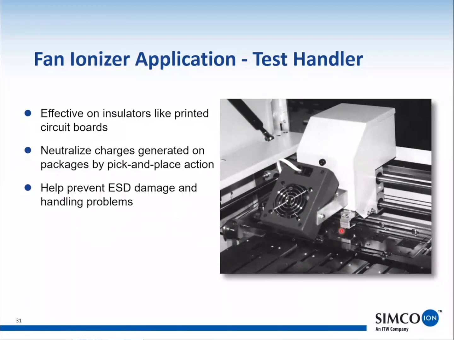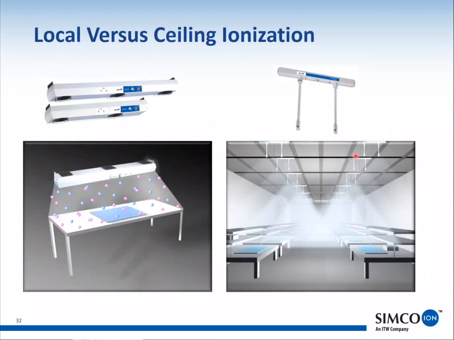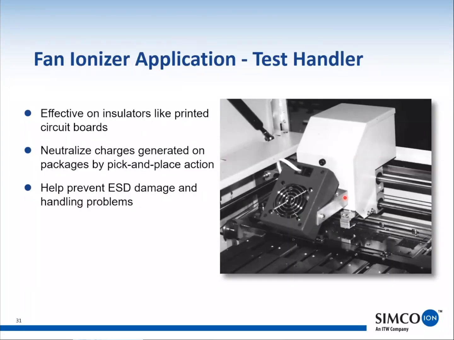Here's another test handler photo with an ionizer. So here's your ionizer. Here's the robot picking up various parts in the trays below. Again, these are situations where we want to ionize the part before and after it's touched as much as possible, and get the decay time off the charge as quick as we can. So we want really fast decay times in these situations.